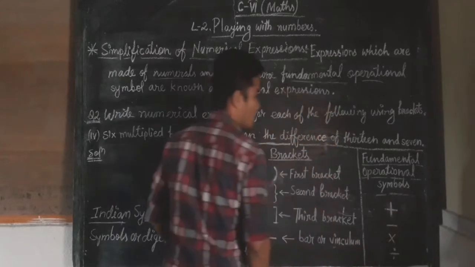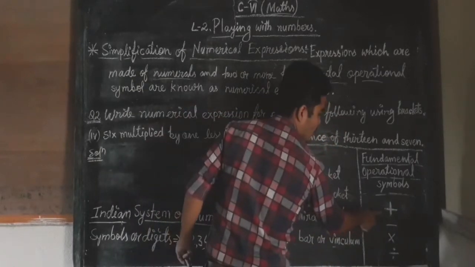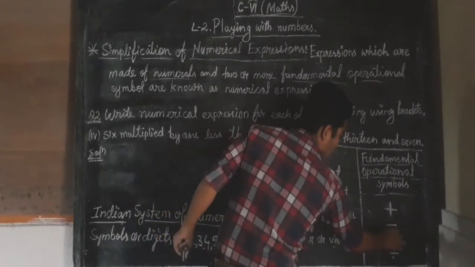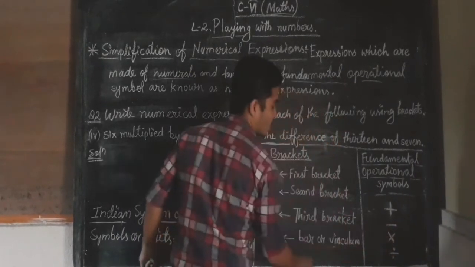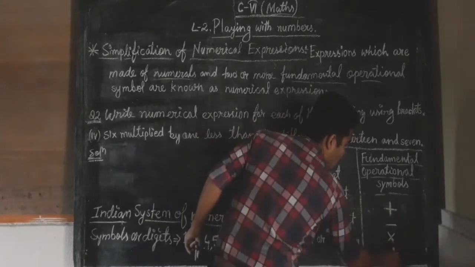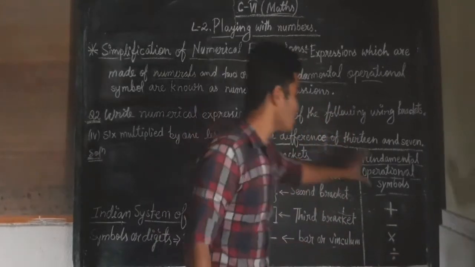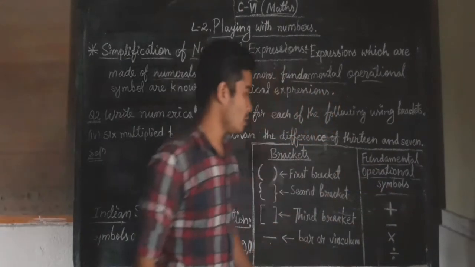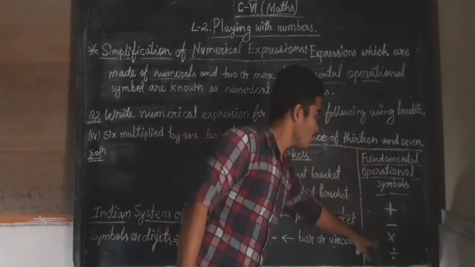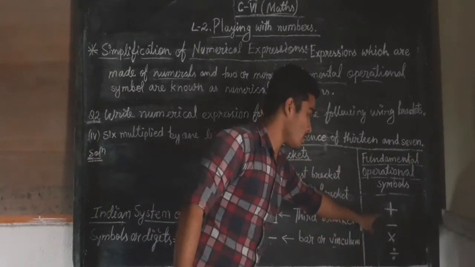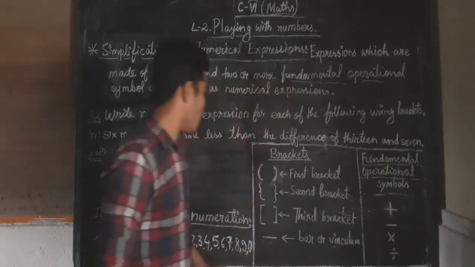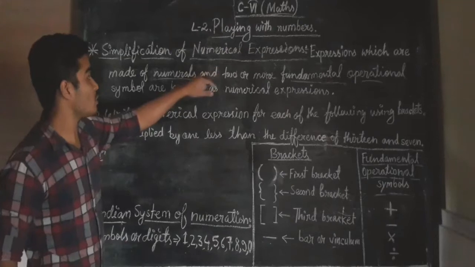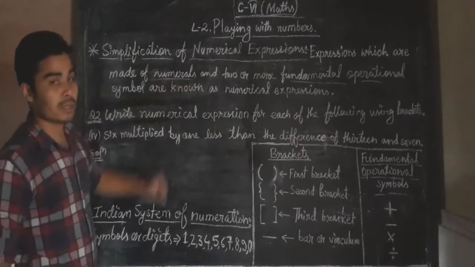Look at the board. This symbol is used for addition, this symbol for subtraction, this symbol for multiplication, and this symbol for division. So these are the symbols which are called fundamental operational symbols. Remember these symbols. Again, to form a numerical expression, one more thing is needed, that is numerals.